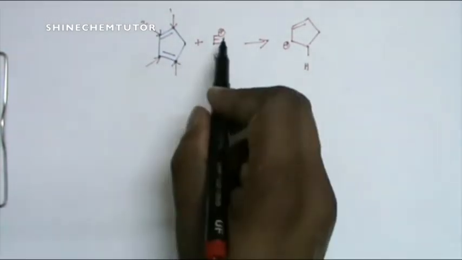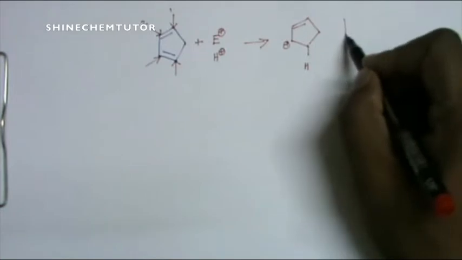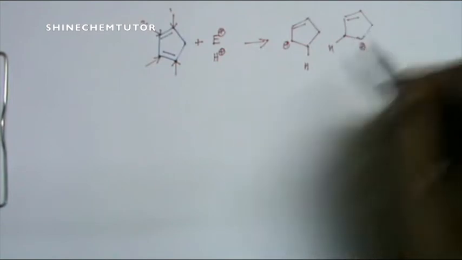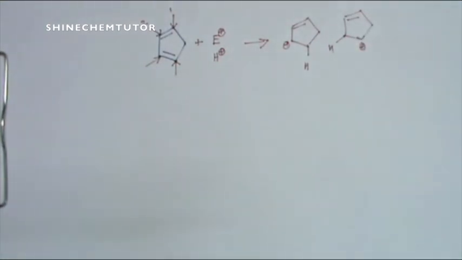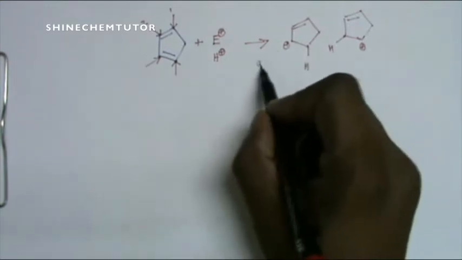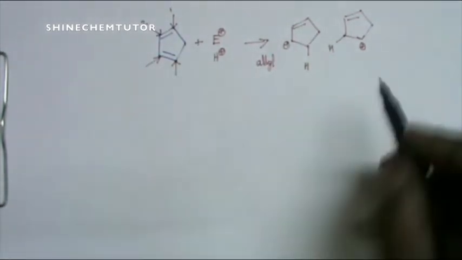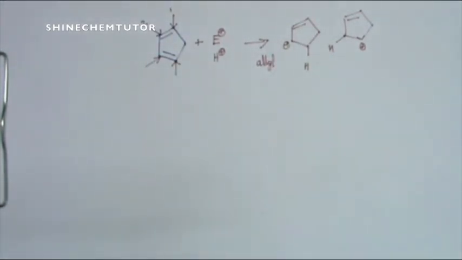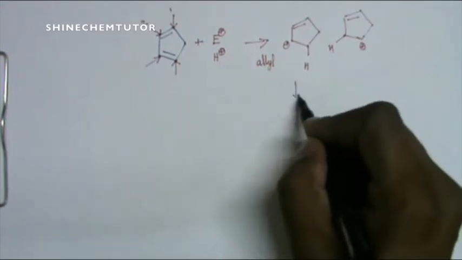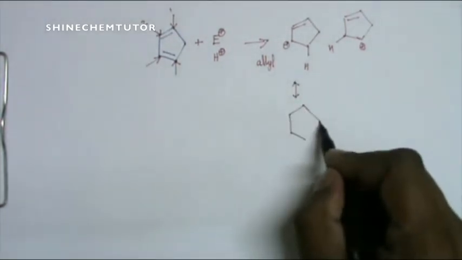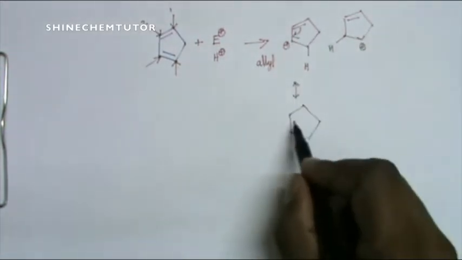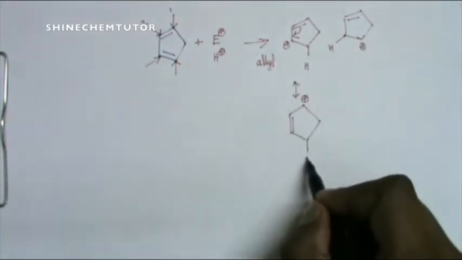In this one, this carbon has added to H plus. There is another possibility, that is this one. Which one is more preferred? Both are secondary carbocations, but this one is an allyl carbocation. This is not allyl. Allyl carbocation is more stable compared to a normal secondary carbocation. So this should be more favored. Further, there may be resonance. Because of that, I can get plus charge on this carbon also.